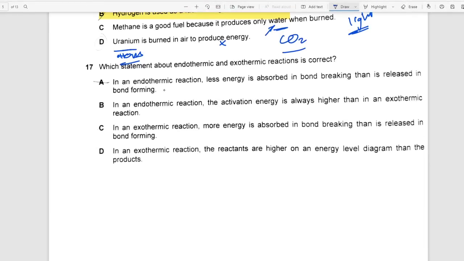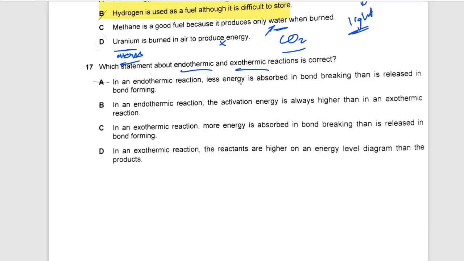Let's move on to the next question. Which statements about the endothermic and the exothermic reactions are correct? So let's see. In an endothermic reaction, less energy is absorbed in bond breaking than is released. Actually, it's the opposite. More energy is absorbed in bond breaking than is released in bond forming. So this is the opposite.